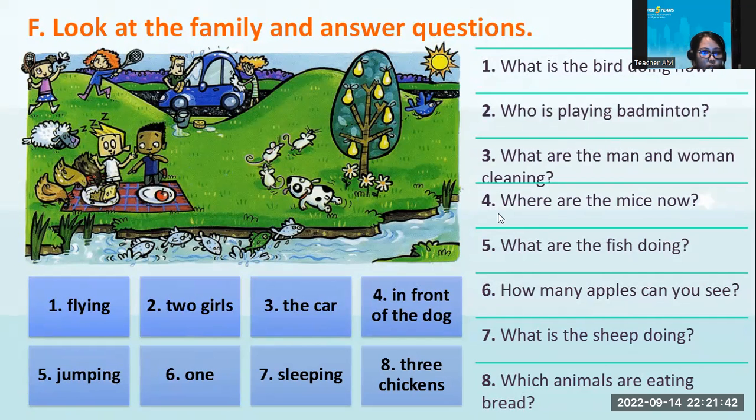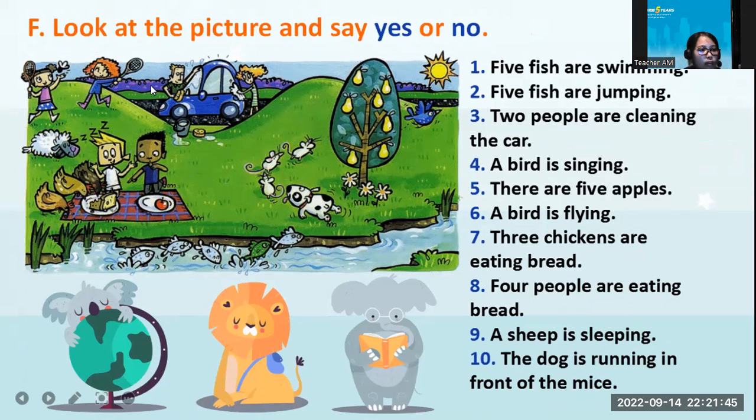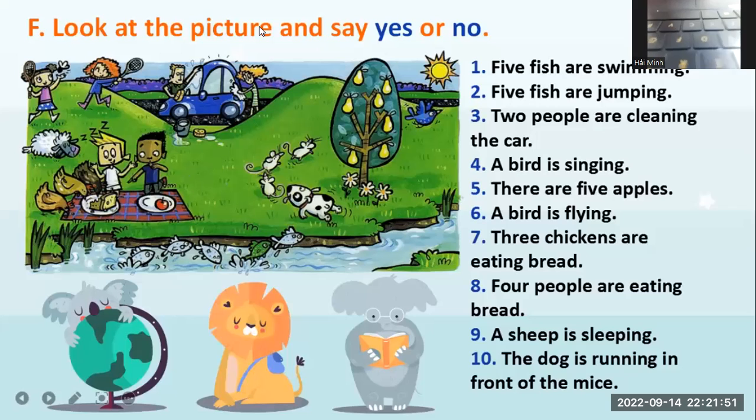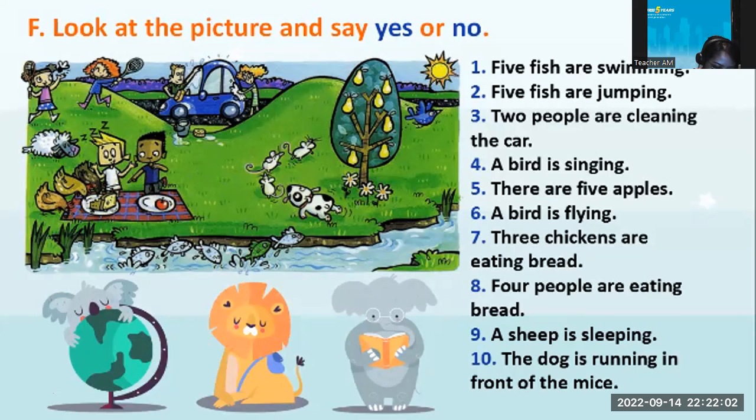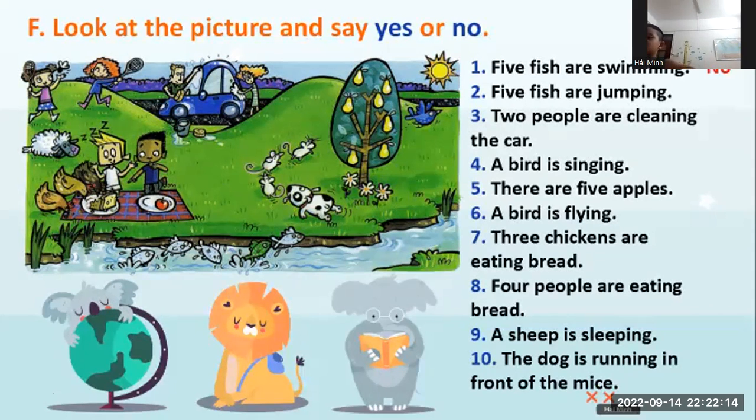Great job, Min. So now, look at the picture and say yes or no. Five fish are swimming. Is that a yes or no? No. It's a no. Five fish are jumping. Yeah. Is that yes or no? No. Okay, this is yes.